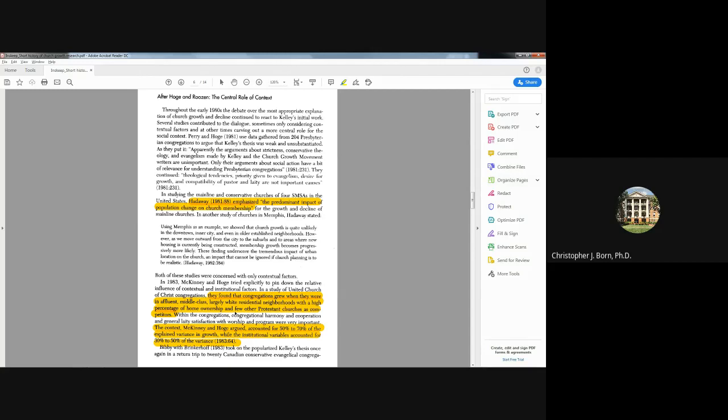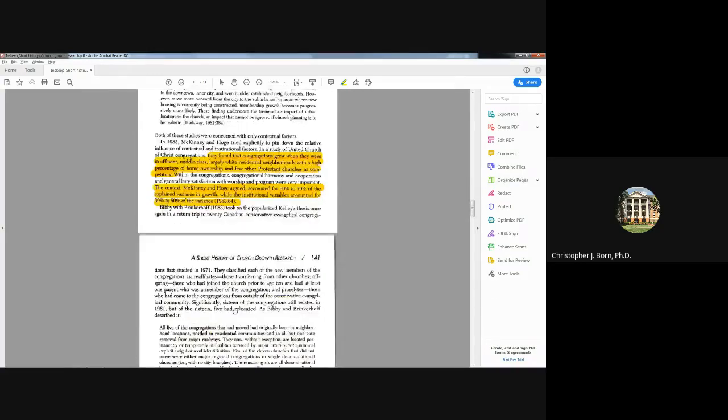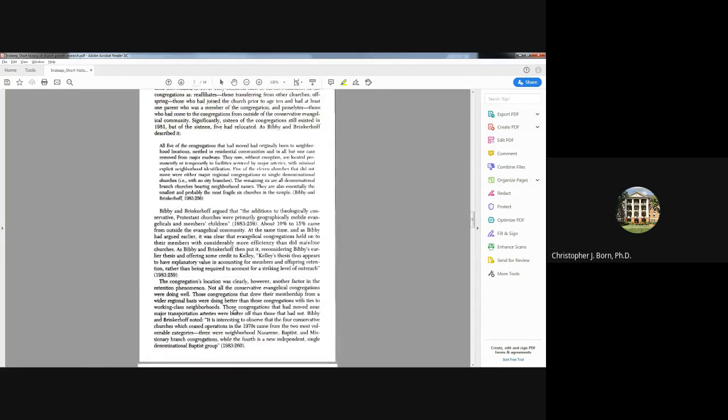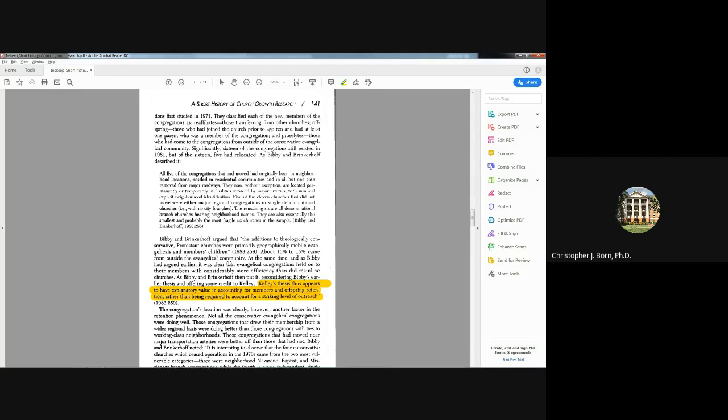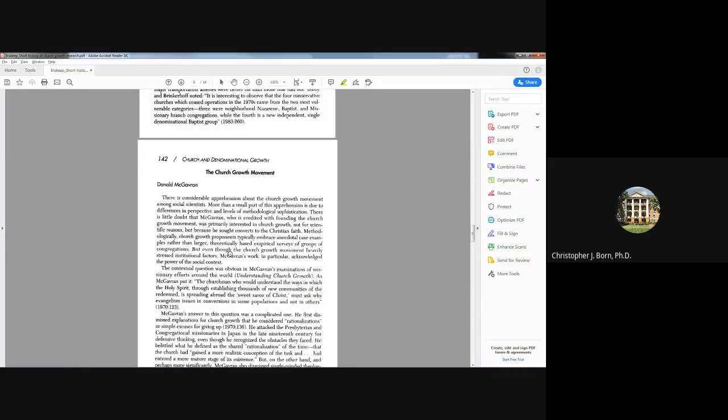But really, the most important thing is noting that there are the institutional factors and the contextual factors playing in here. So you also, down here, another study found that Kelley's thesis appears to have explanatory value in accounting for member and offering retention. Okay, so they're being retained, but not necessarily getting new members. So that's another little wrinkle. So these are all the sociologists that are arguing, okay, why does church growth happen? You can see they're all over the place. Even to this day, they're still arguing with one another.